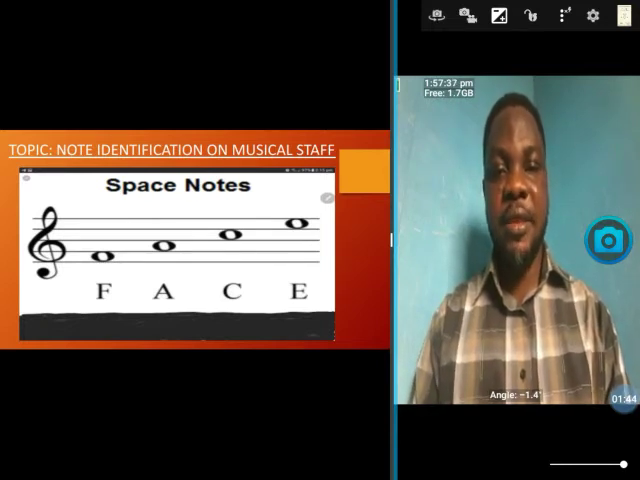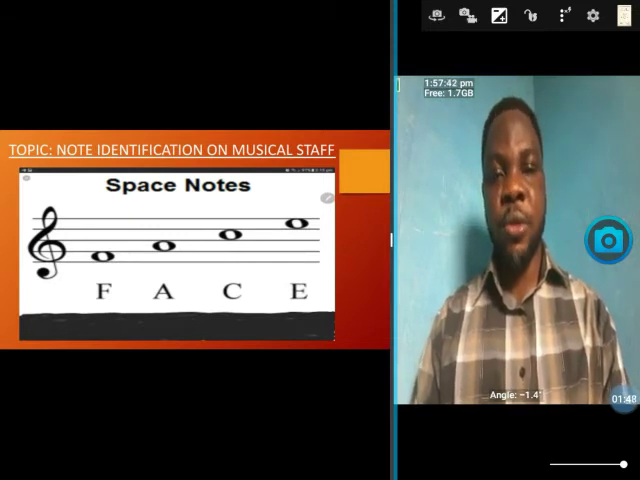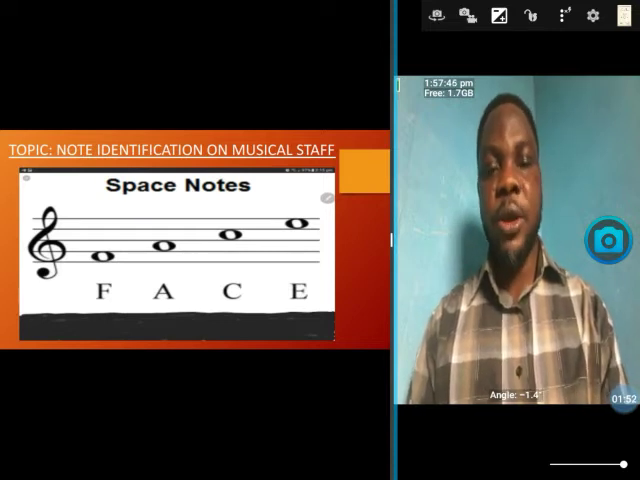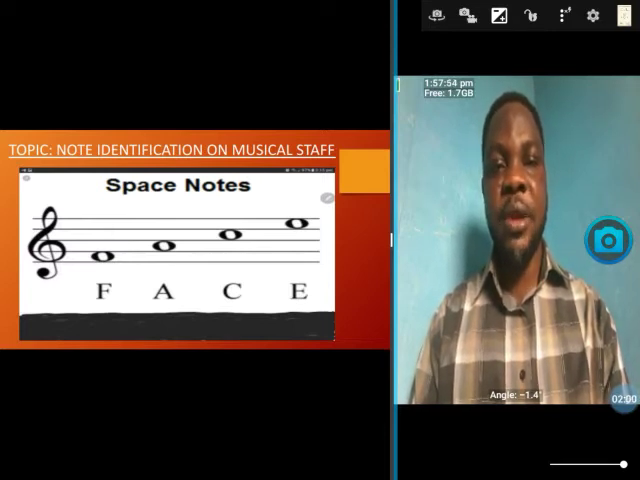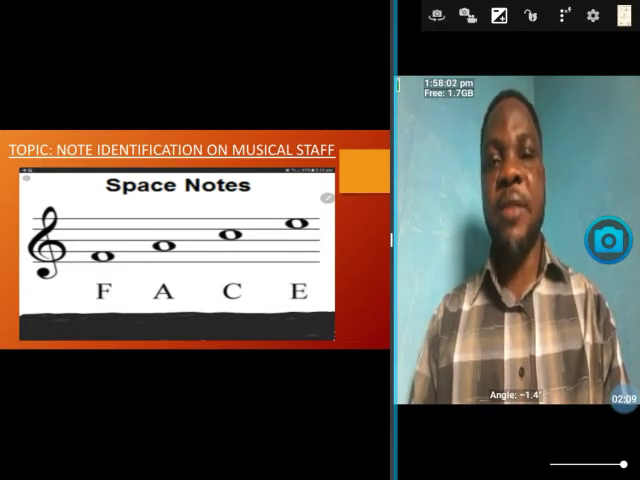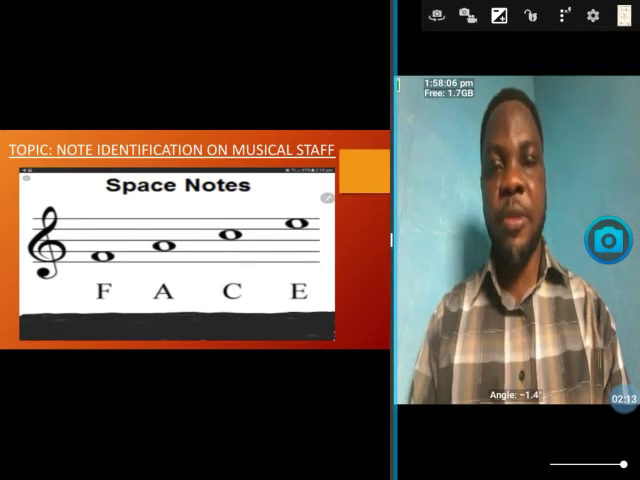FACE. That is your face. You can use the acronym to memorize the letter names of the spaces. Or you can use Father Abraham cooks egg. F stands for father. A, second space, stands for Abraham. C, third space, stands for cooks, and E, the fourth space, stands for egg. So you can use that to memorize the letter names of the spaces of the treble staff.